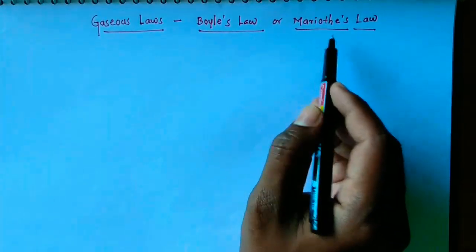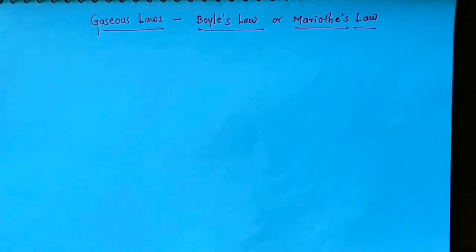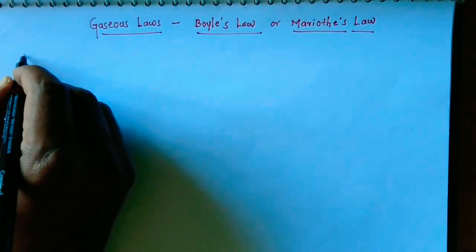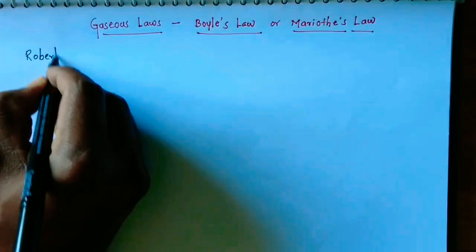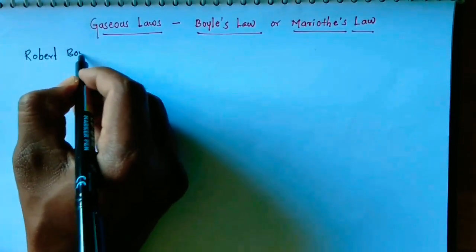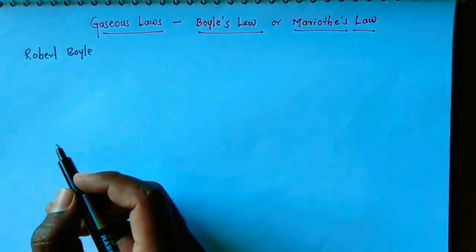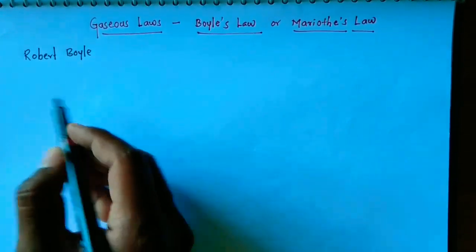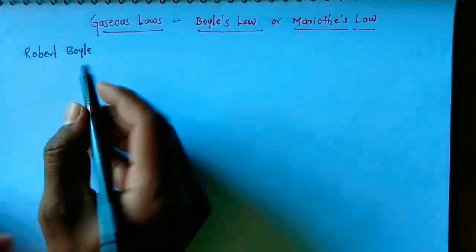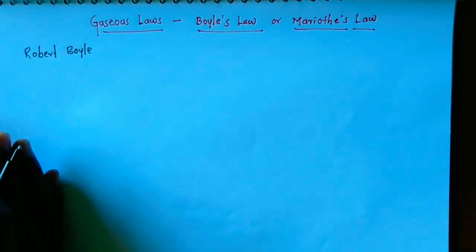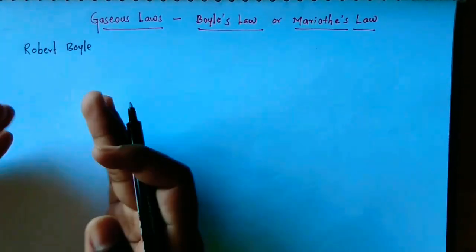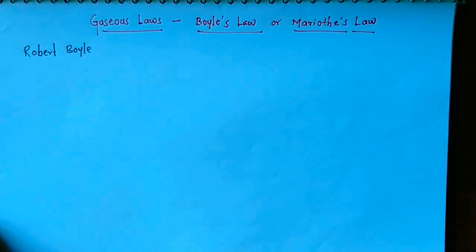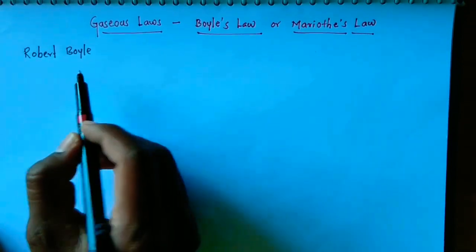Boyle's law, also known as Mariotte's law. Robert Boyle, who gave this law, studied the effect of pressure on the volume of a gas. He studied how the volume of the gas changes on increasing or decreasing the pressure.